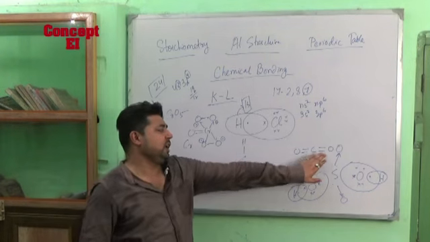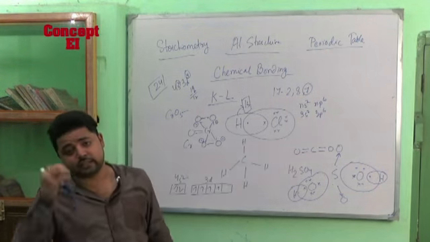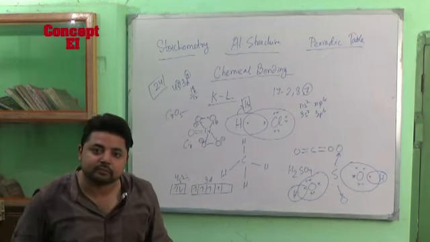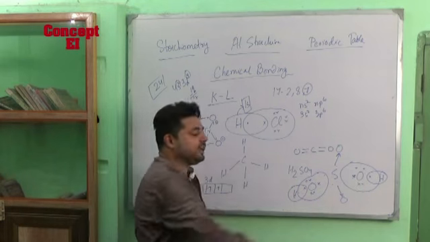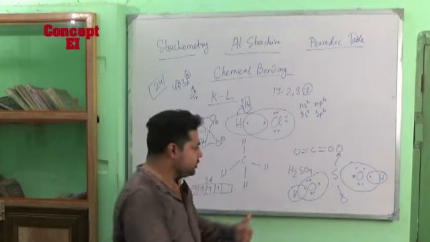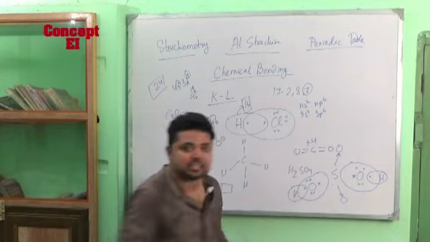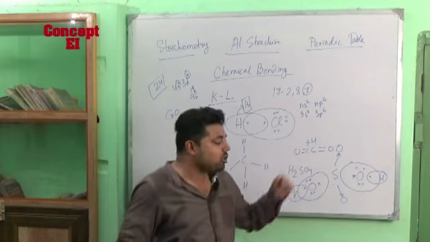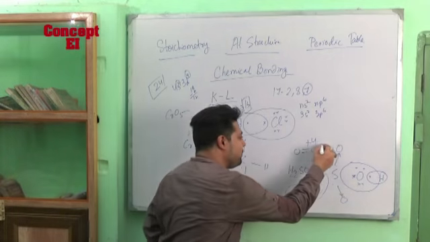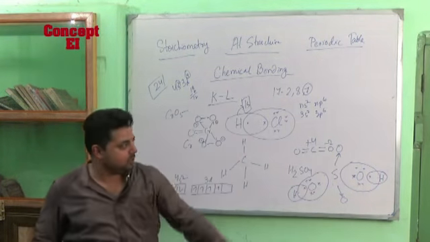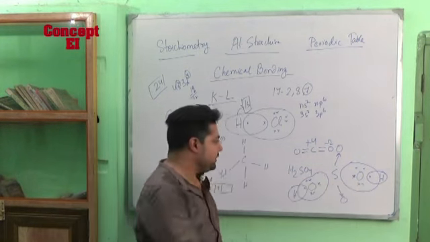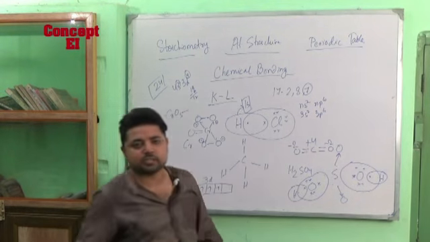The carbon is linked with two oxygens. Both are more electronegative than it. So 2 electrons are taken by this oxygen and 2 electrons are taken by this oxygen. So its oxidation state will be +4. This oxygen is taking 2 electrons from carbon, so it will have -2 oxidation state. Similarly, this oxygen is again taking 2 electrons, so it will have -2 oxidation state.